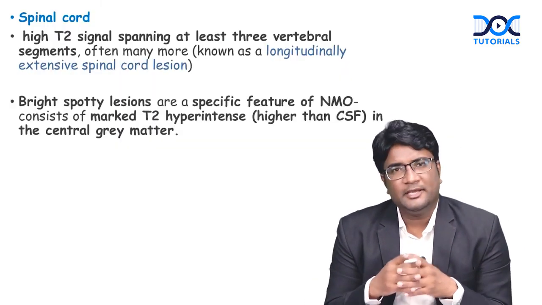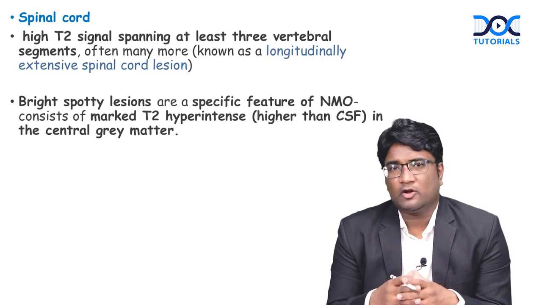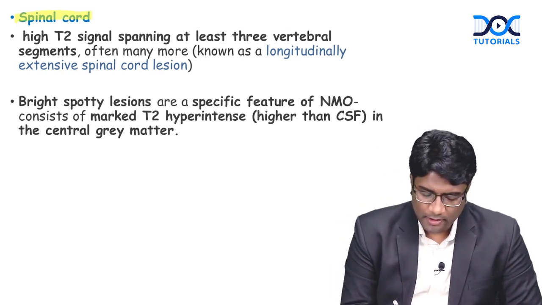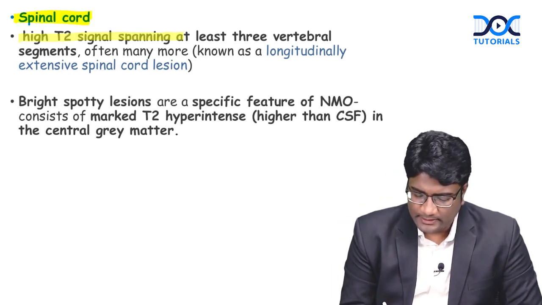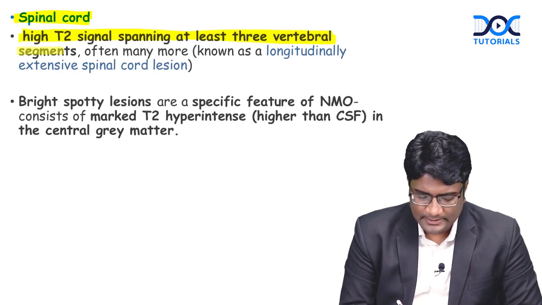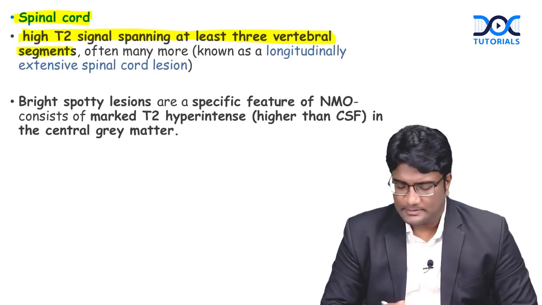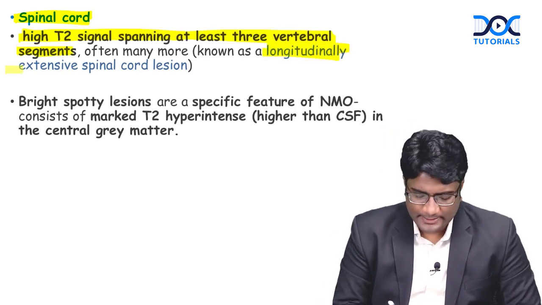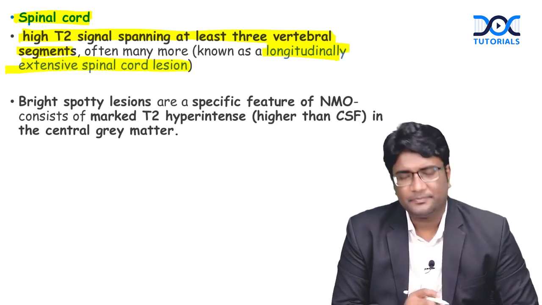Now, looking at the imaging findings in the spinal cord in NMO, you see that there are high T2 signals spanning at least 3 vertebral segments, okay, and this has been called longitudinally extensive spinal cord lesions.